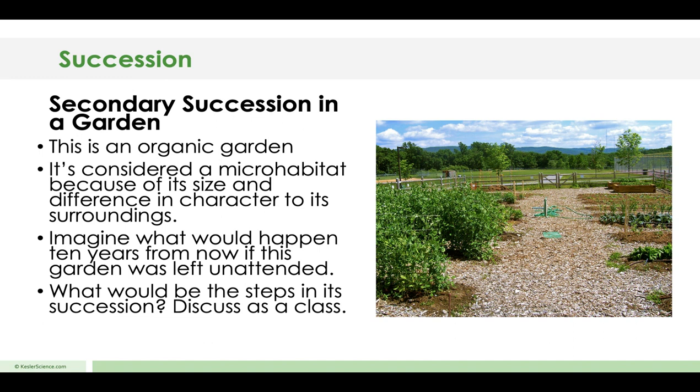I want you to think about and imagine what would happen if we would leave this garden go for 10 years and we didn't do anything with it. If we just leave it unattended, what would happen? And what would the steps in succession be? Be prepared to provide an answer. If you're at home, please make sure you're writing this down in your notes.